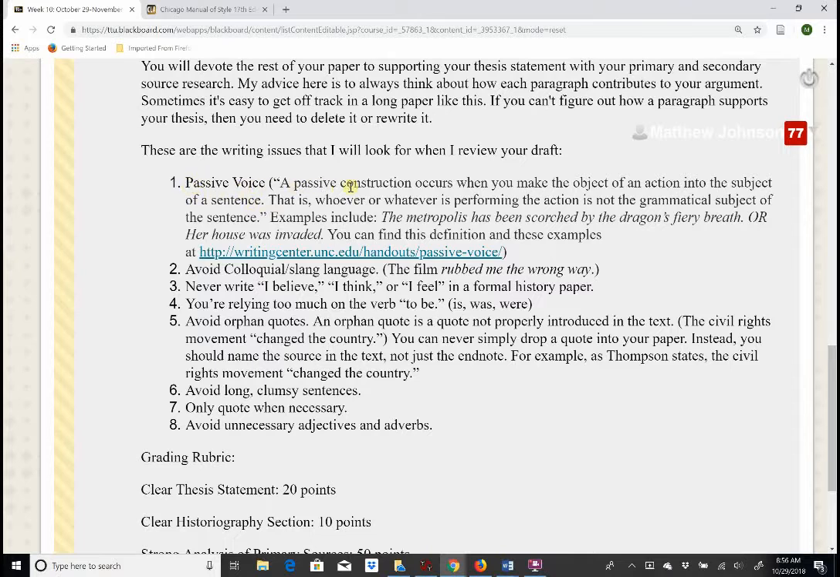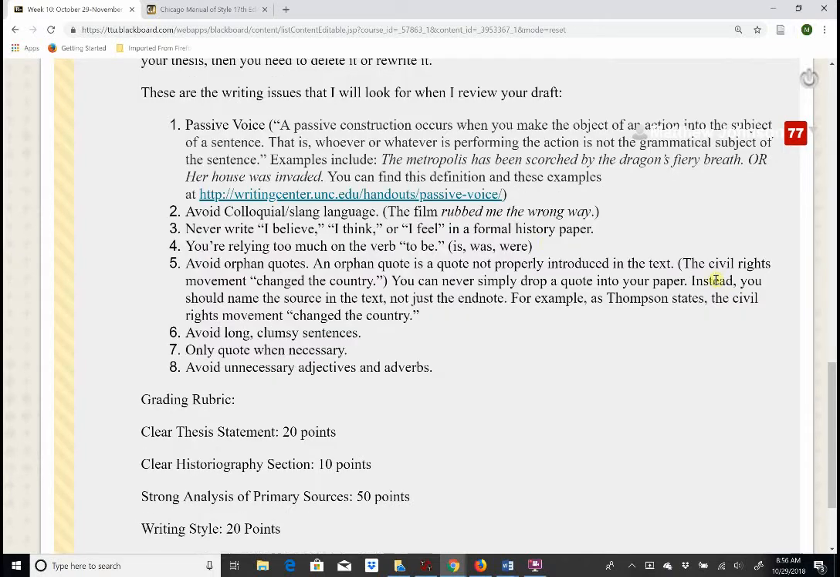Okay, and so I have some examples here of passive voice. I have a link here to passive voice. If you've never heard that before, look at that link. That's one thing that I'll be looking for. Some things that I saw in some of your writing in the prospectus is just avoid colloquial slang language, like something like the film rubbed me the wrong way. So get that stuff out.